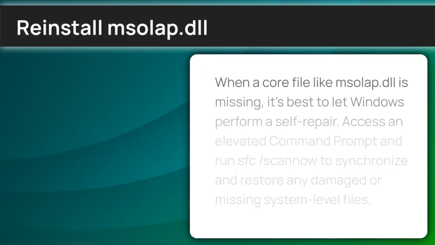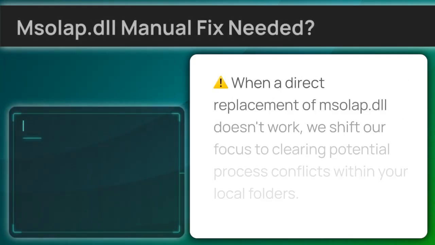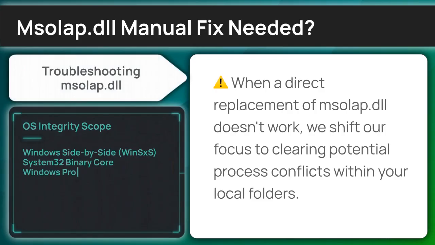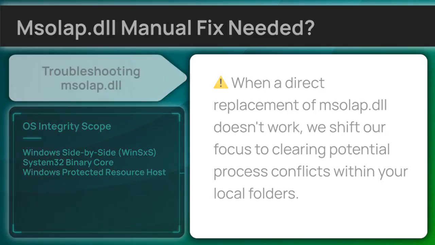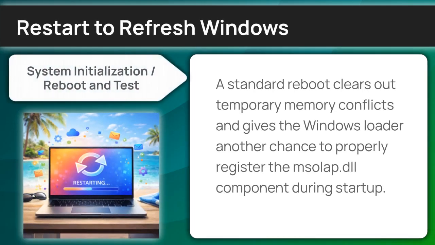When a core file like Microsoft OLED Library DLL is missing, it's best to let Windows perform a self-repair. Access an elevated command prompt and run sfc /scannow to synchronize and restore any damaged or missing system-level files. When a fresh installer fails to clear the error, it typically points toward a deeper conflict within the Windows execution layer. A standard reboot clears out temporary memory conflicts and gives the Windows loader another chance to properly register the Microsoft OLED library component during startup.